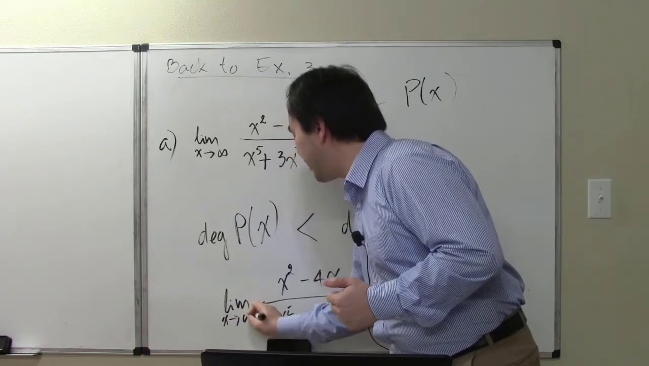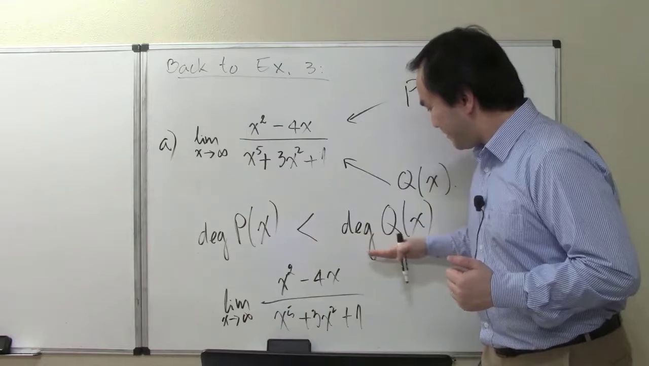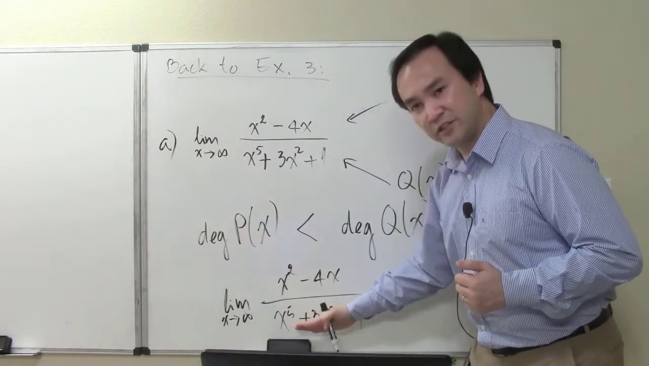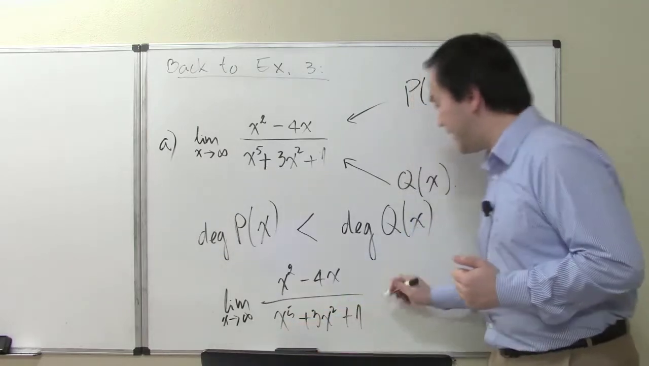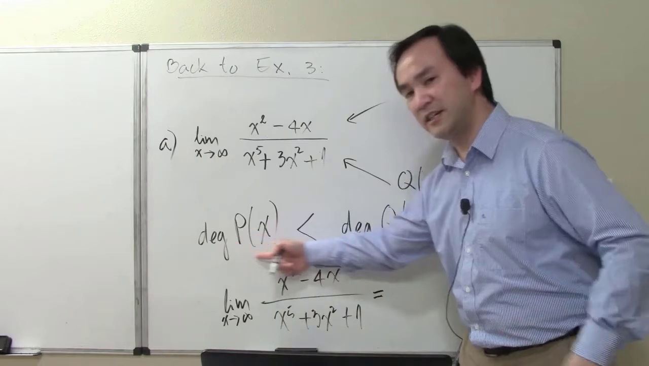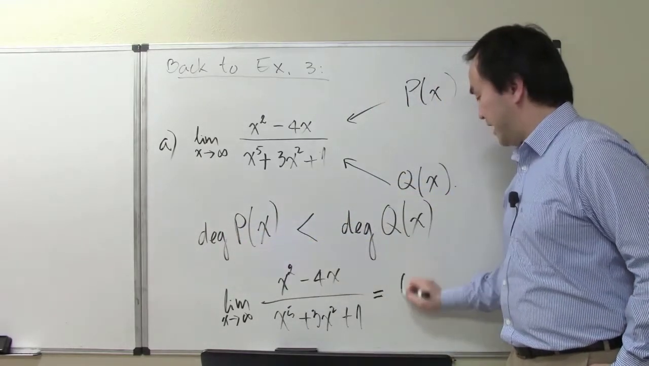We don't need to do any algebra as long as we recognize and are clear that the degree of the numerator is lower than the degree of the denominator. Then the answer will automatically be the same for any other rational function as long as this requirement or observation is met. Okay, the answer is 0.